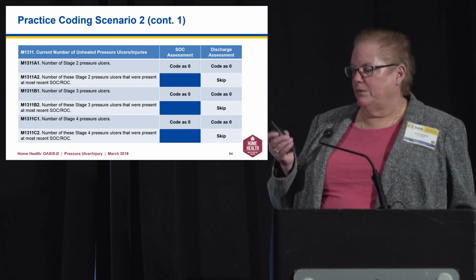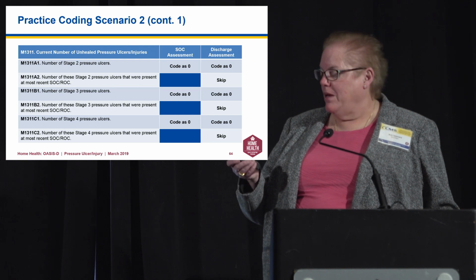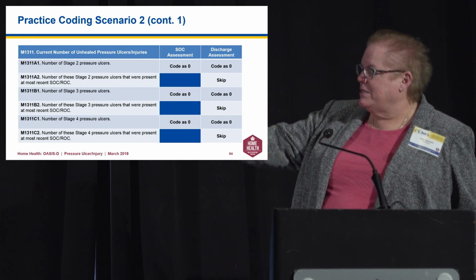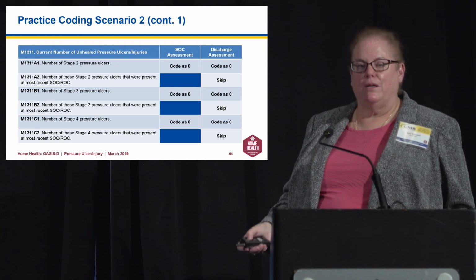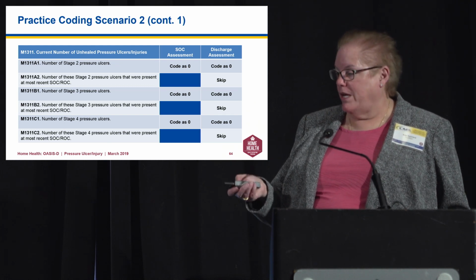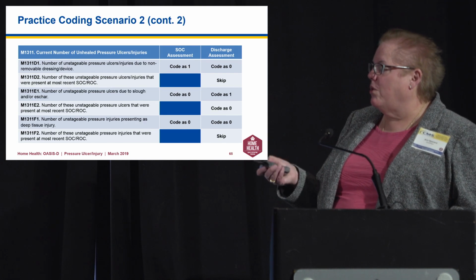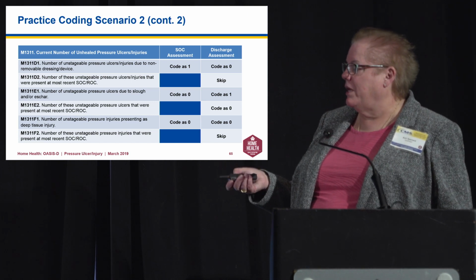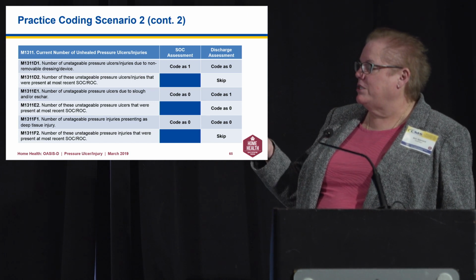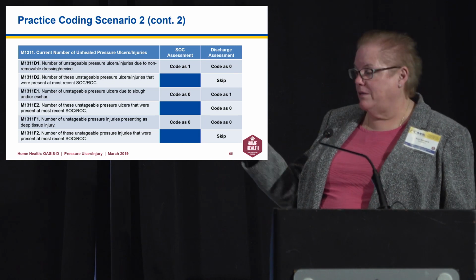No? Right, and that's the correct way to code this. Why? Because this SOC assessment, or start of care assessment, said we had a non-removable dressing, right? We didn't see a stage 3 on that initial assessment. And then it was only when we moved forward and looked at the discharge assessment that we said, well, now at discharge, do we have any stage 3s? Nope, we don't have any. So we're going to skip out of that.